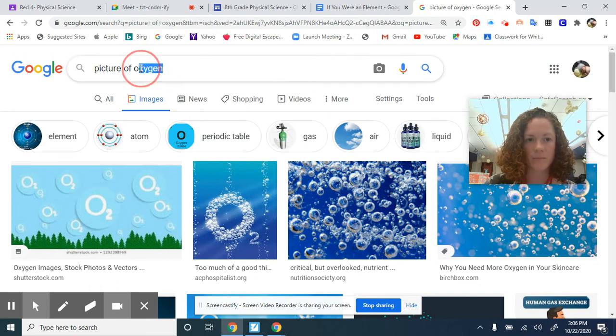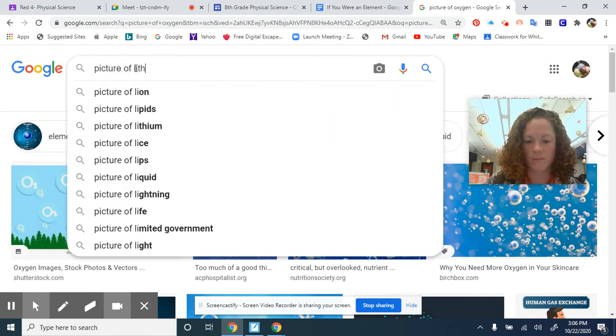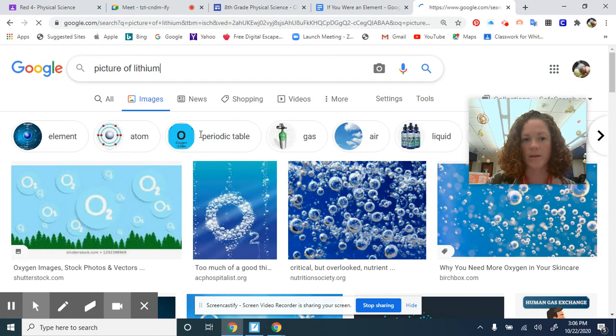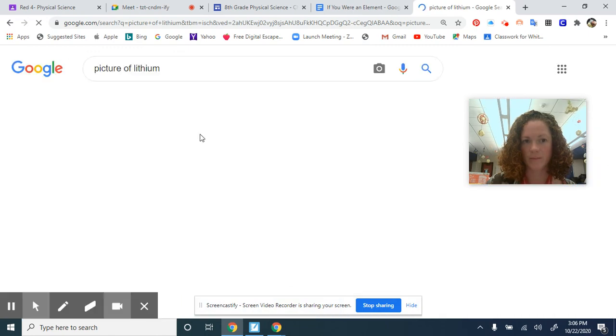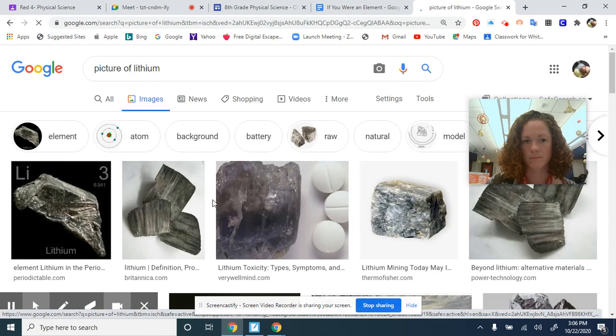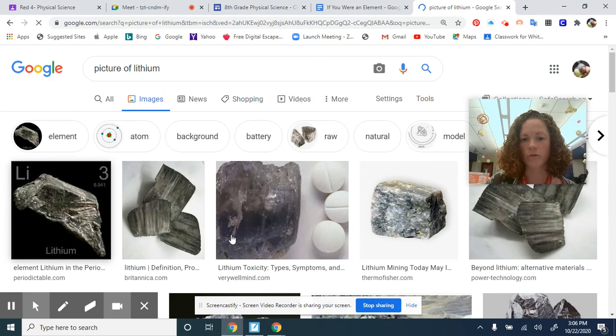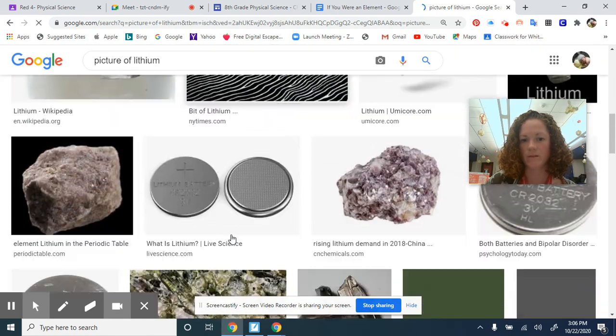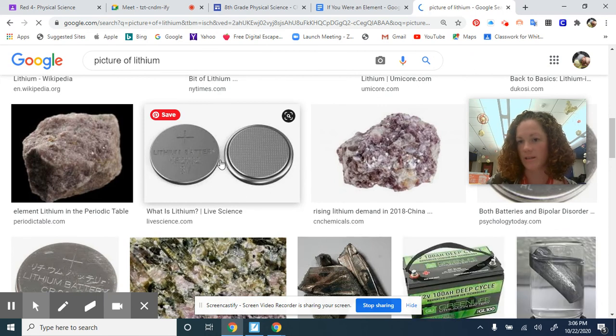Lithium is found in batteries. But you could find a picture of lithium, which is a metal, or you can find the use of lithium, which would be right down here. Perfect. The batteries, just like the batteries that I gave you. And you can see right on the battery, even if you look at the battery that I gave you, it'll say that it's a lithium battery.